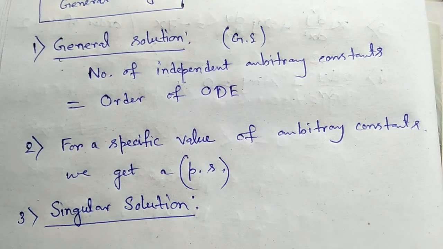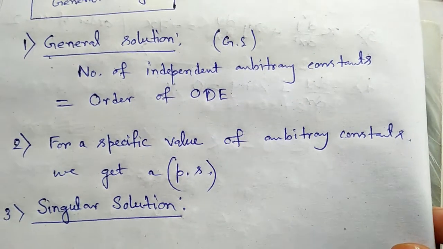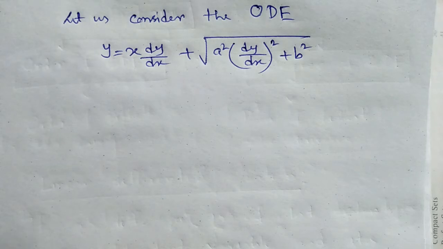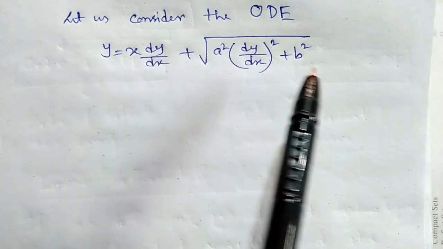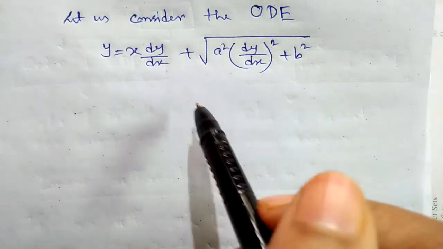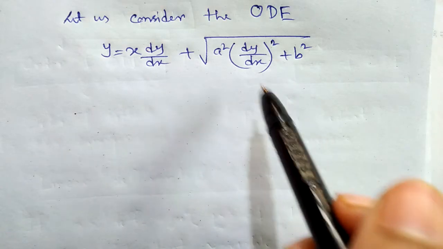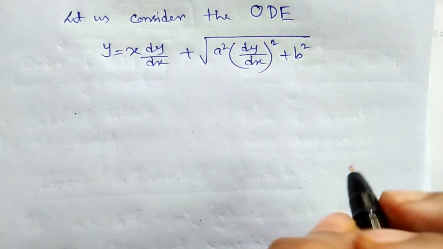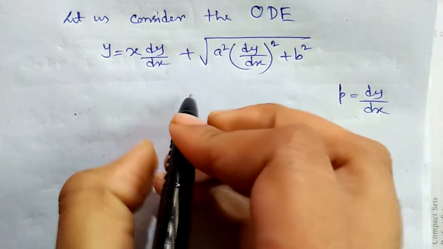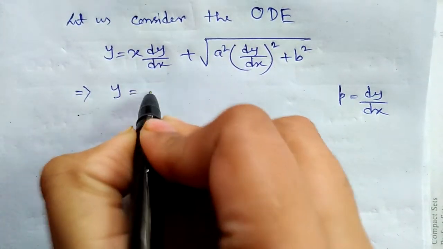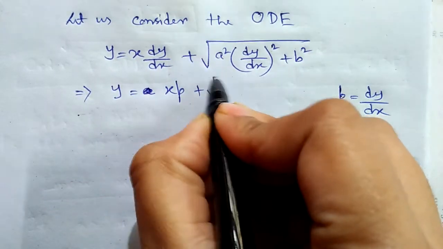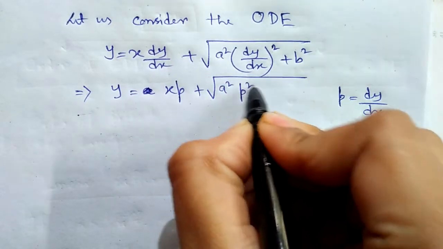Now, for example, see the form of the three solutions. Let us consider the ordinary differential equation y equal to x dy/dx plus root over a square (dy/dx) whole square plus b square. Now if we put p equal to dy/dx, then this equation can be written as y equal to xp plus root over a square p square plus b square.